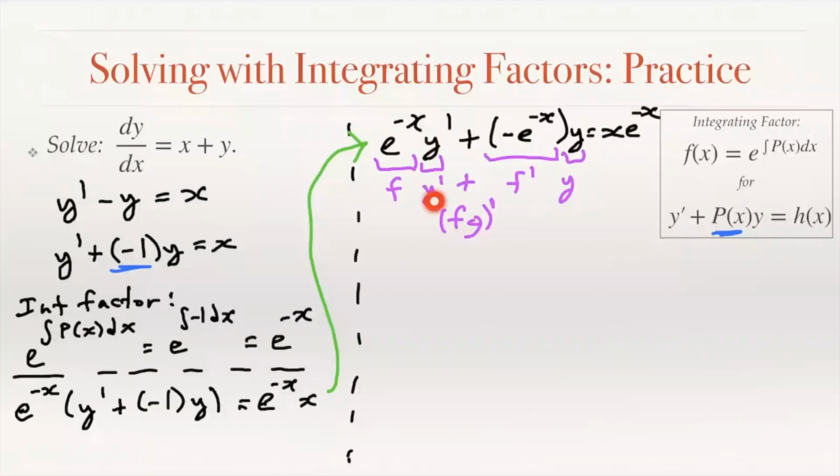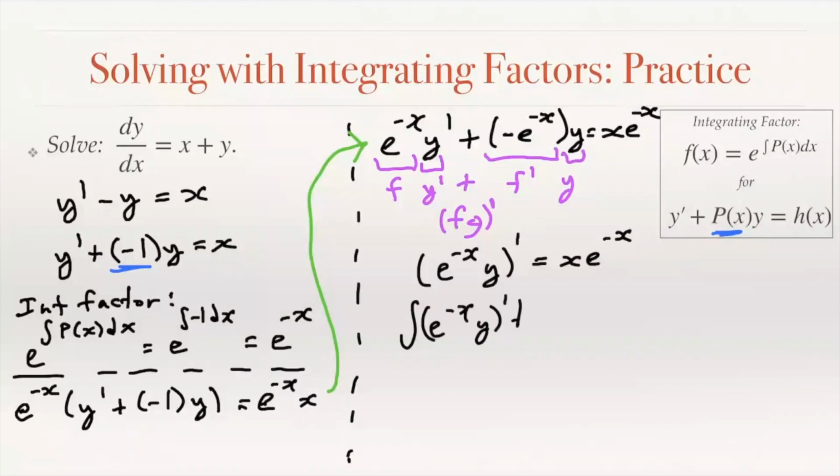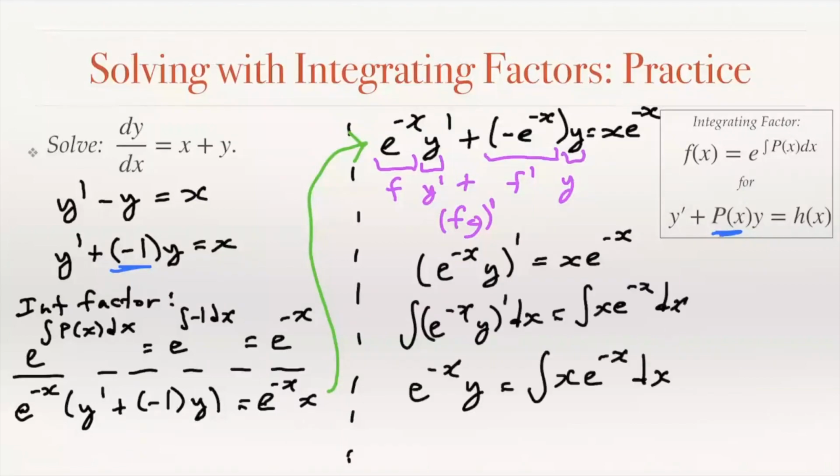So we can undo the product rule, and this is (e to the -x y) all prime is x e to the -x. Undo that prime by integrating both sides. And we have this. Okay, we're just about done. We just need to remember how to integrate something like x e to the -x.